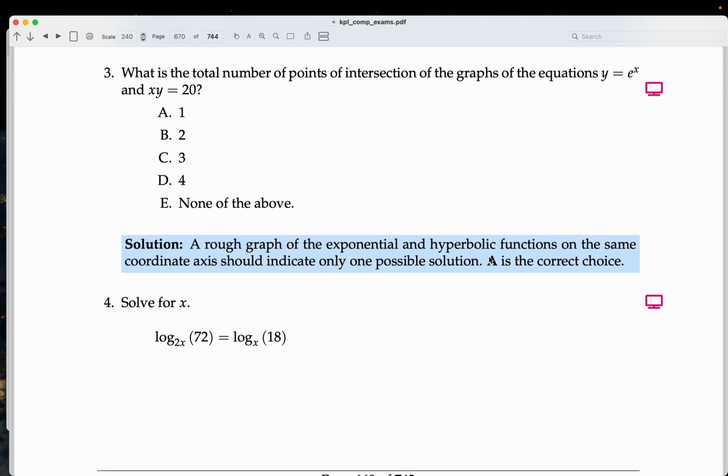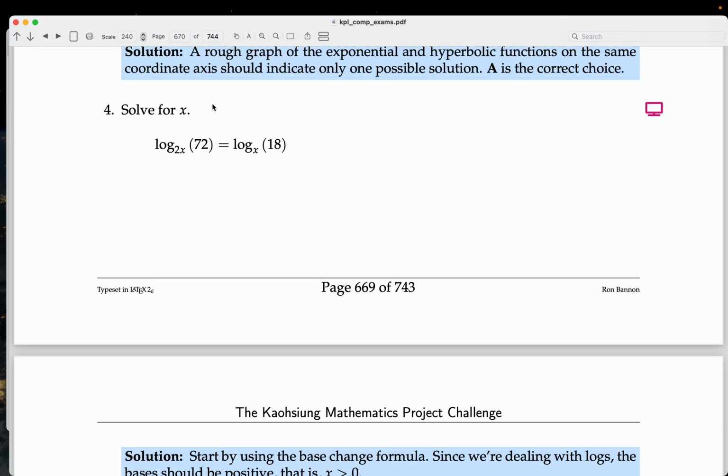You know what? Really not much work over here. It just says a rough graph of the exponential and hyperbolic function on the same coordinate axis should indicate only one possible solution. A is the correct answer, by the way. So you know what? That's probably a good idea. Maybe graphing it out and realizing you got an exponential and a hyperbola, and they're intersecting at one spot.